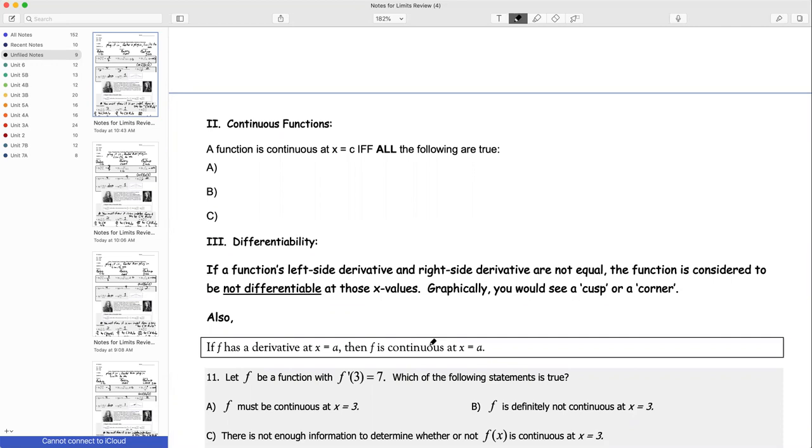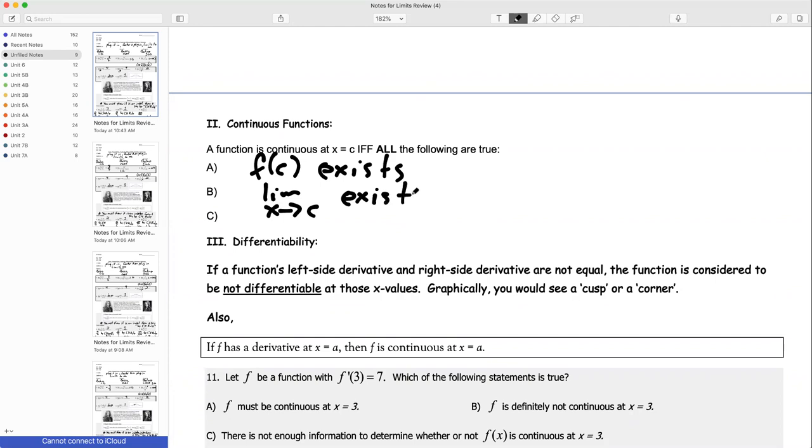But I was right. The point is it exists. Yes, f of c exists. So the point has to exist. It can't be continuous if there's an asymptote at the point or a hole. Okay, so the point has to exist. The second thing is, the limit as x approaches c must also exist.